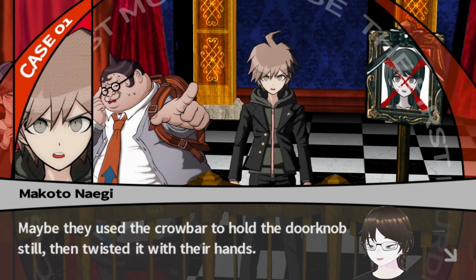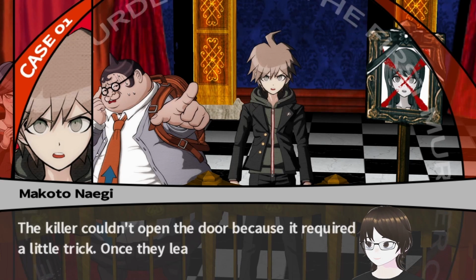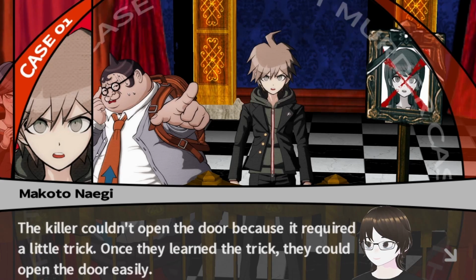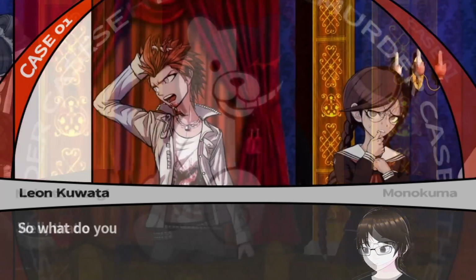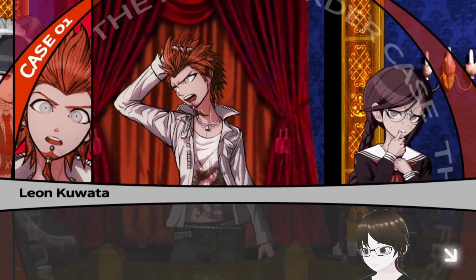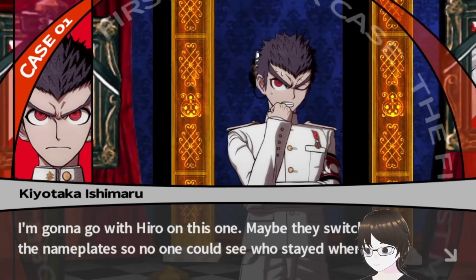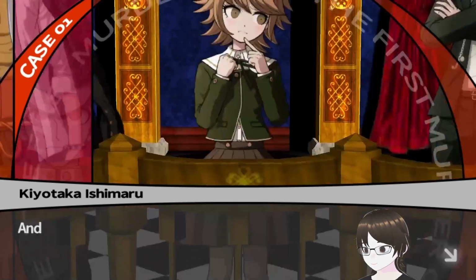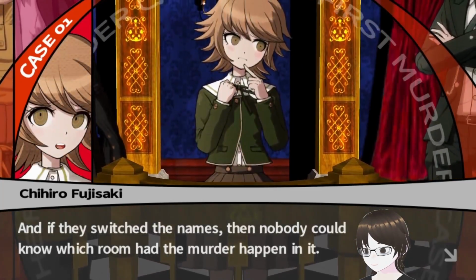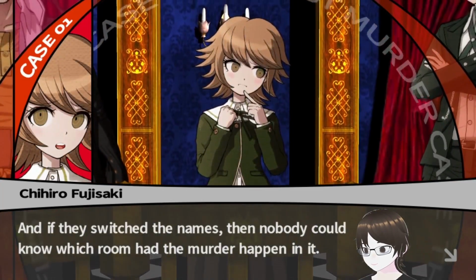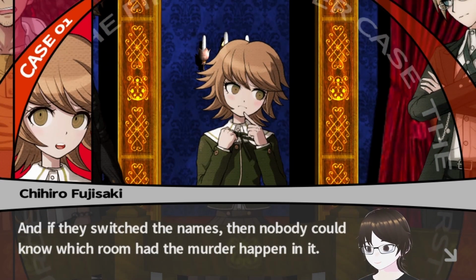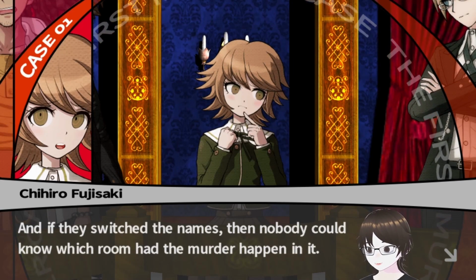The killer couldn't open the door because it required a little trick. Once they learned the trick, they could open the door easily. So what do you think? I'm going to go with Hero on this one. Maybe they switched the nameplates so no one could see who stayed where. And if they switched the names, then nobody could know which room had the murder happen in it. We know which room had the murder happen in it. It wasn't ever up for debate.